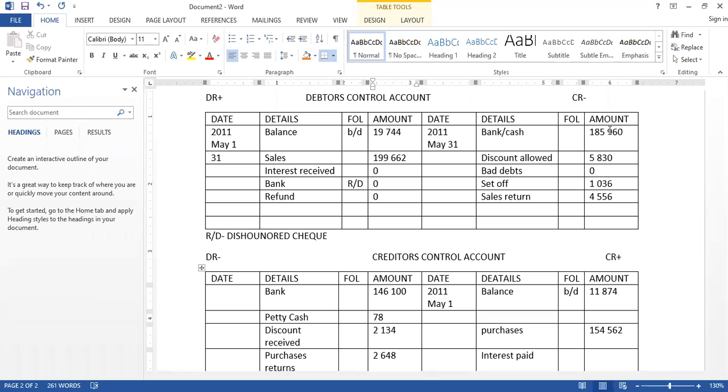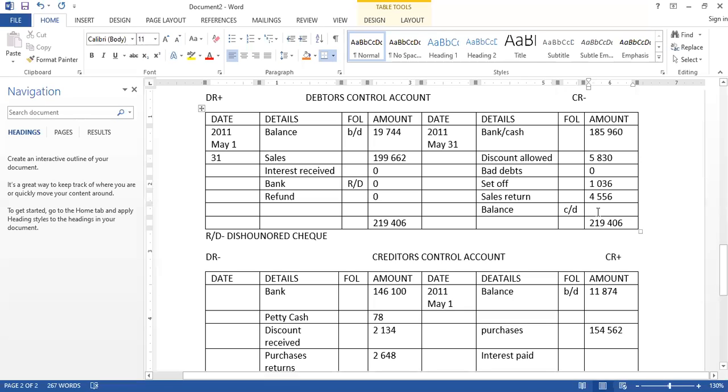So you have 199,662 plus 19,744. So on both sides we have 219,406 as our balancing figure, 219,406, and then we subtract our smaller side from the balancing figure, and this is our balance carried down.